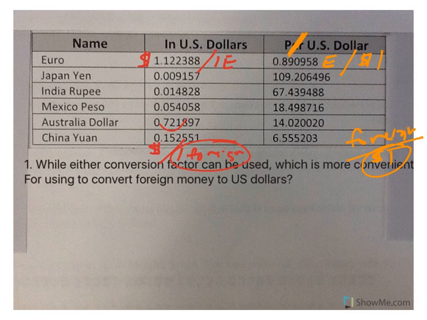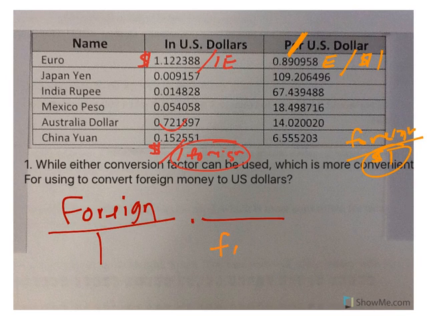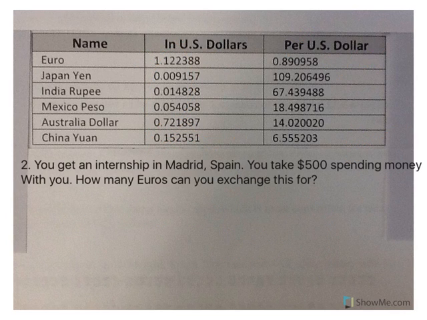So in this first question where it says, either conversion factor can be used, what is more convenient for converting foreign money to US dollars? So if I start with foreign money, I want to put foreign on the bottom and dollars on the top. So I would use this first column because that first column puts how many dollars goes on top and 1 Australian dollar, 1 Mexican peso, 1 Indian rupee goes on the bottom. Okay, we're going to do some examples so you can see how this works. And hopefully that'll help make a little bit more sense.